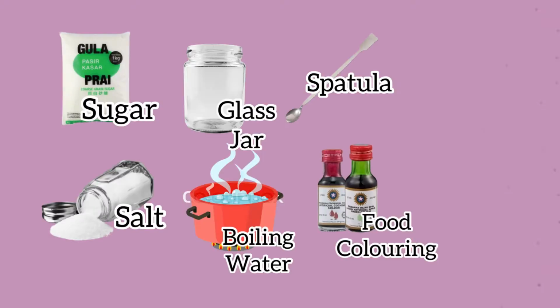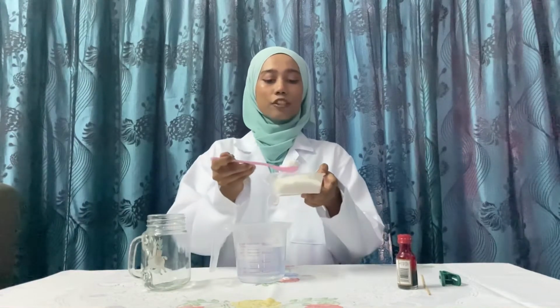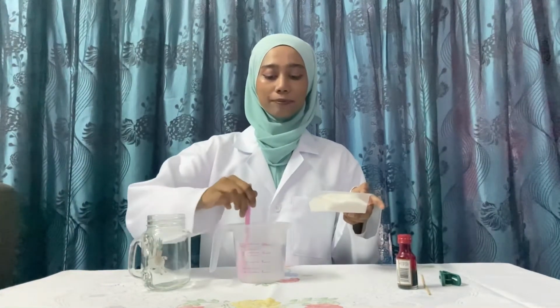So this is what we need for our experiment. Let's start with the first, salt crystallization. I'm using around 400 ml of hot water. Then add salt and dissolve it. For this experiment, you need to dissolve salt until no more salt can be dissolved in the solution. So as you can see, after continuous stirring, there's remaining salt here. That means this salt cannot be dissolved anymore in the solution.